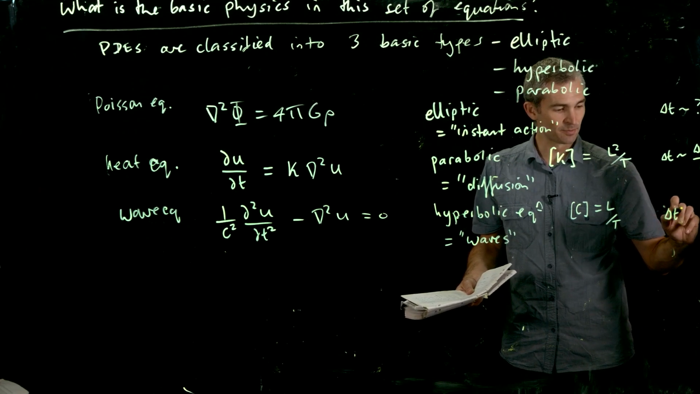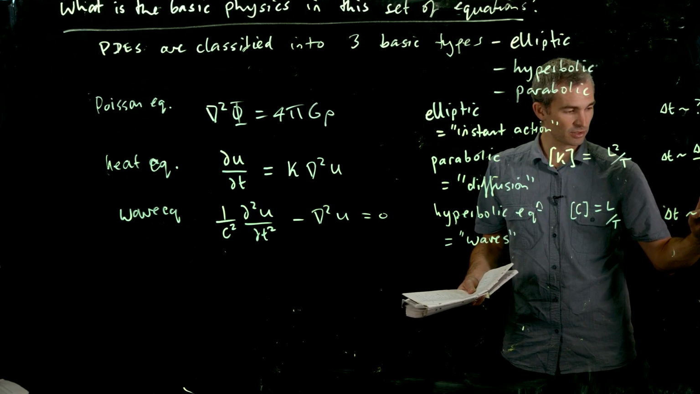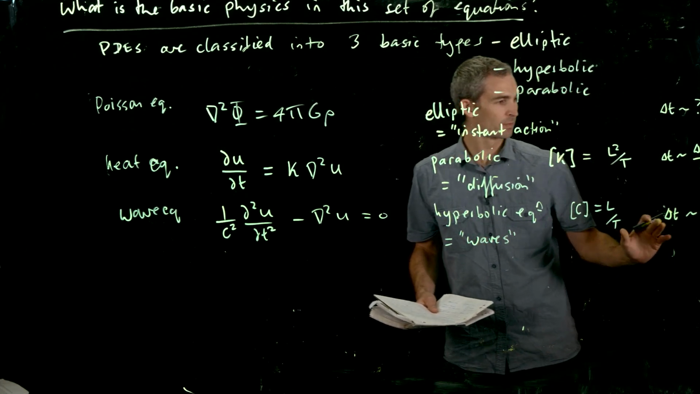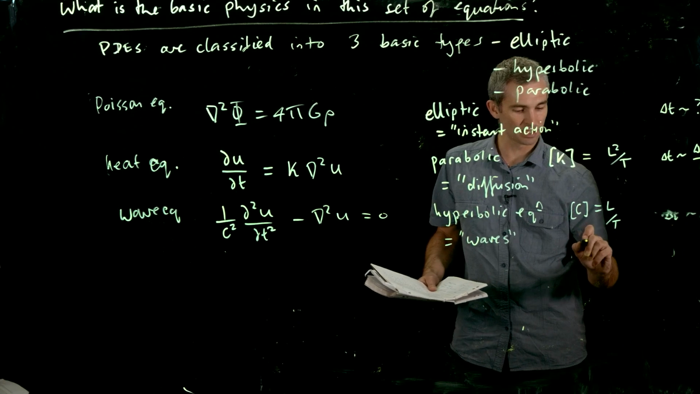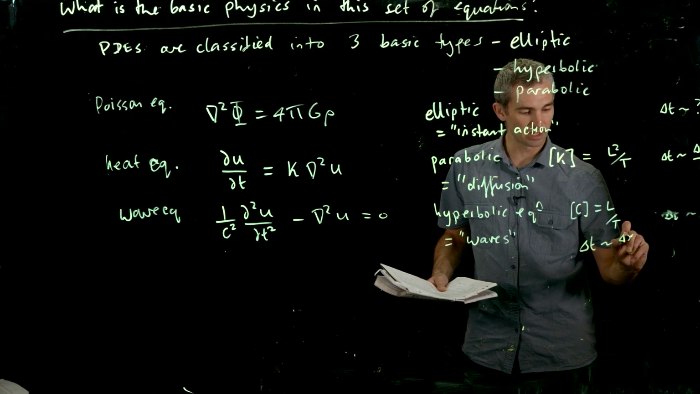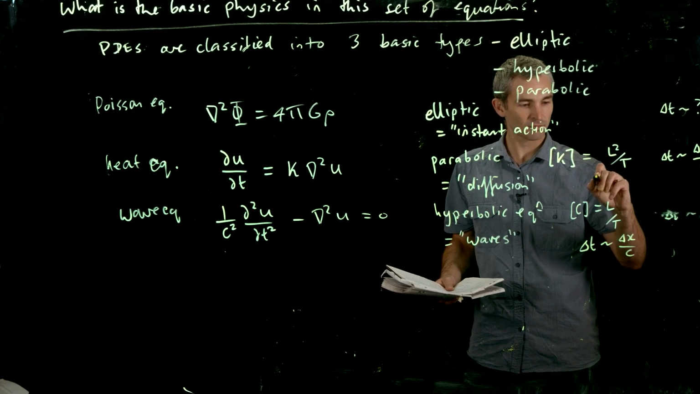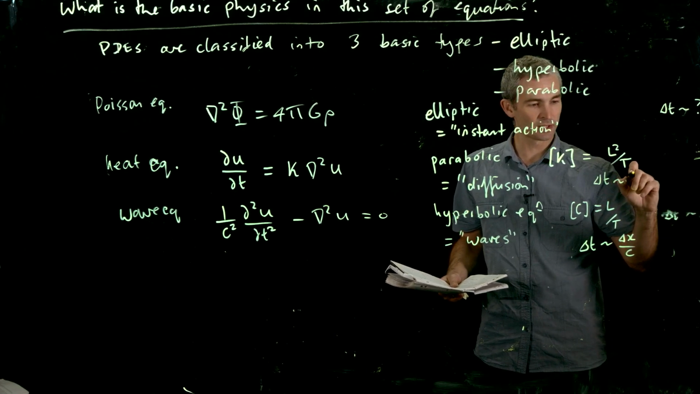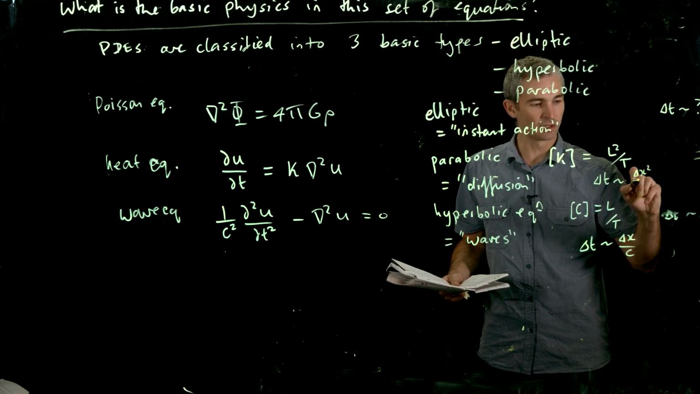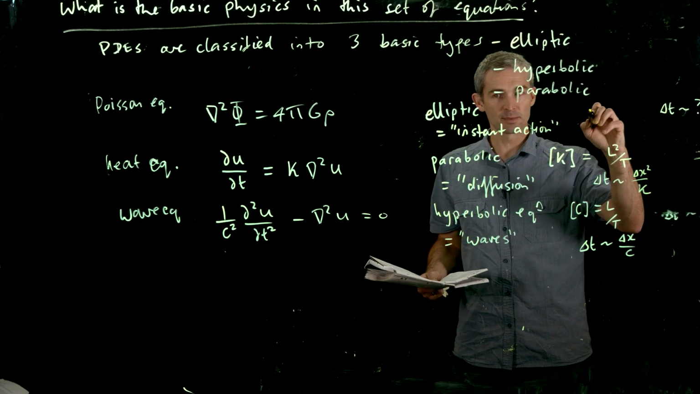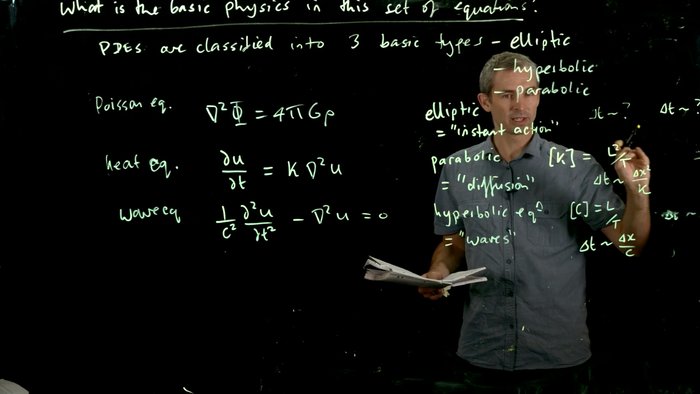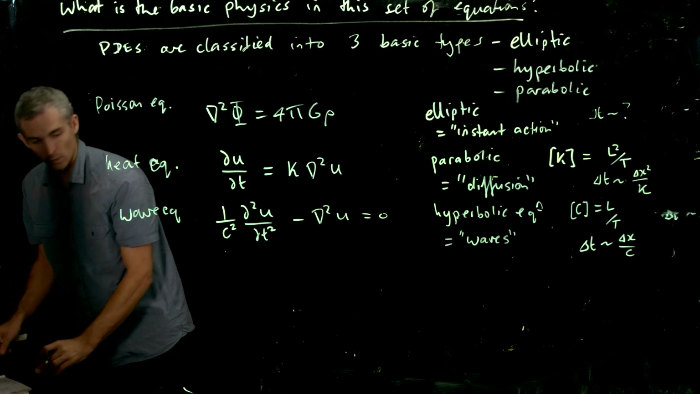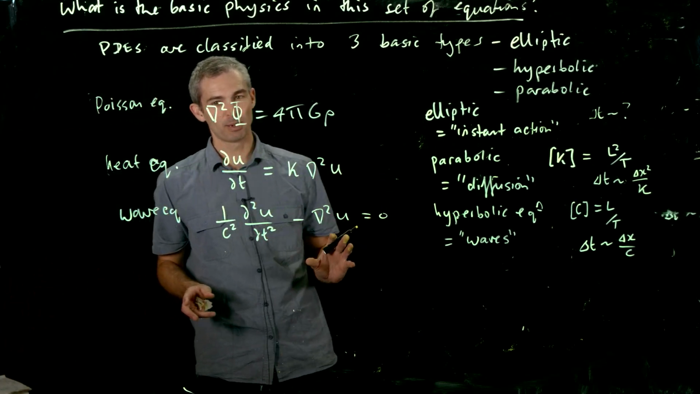And my time scale is going to be of order the resolution length, delta x, divided by the speed. Sorry, I've gone off the end of the board here. So my time scale here would be delta x divided by the speed. And my time scale for the heat equation would be something like delta x squared over kappa. And the time scale for my elliptic equation is, well, nothing. All right, so that's how you classify partial differential equations.